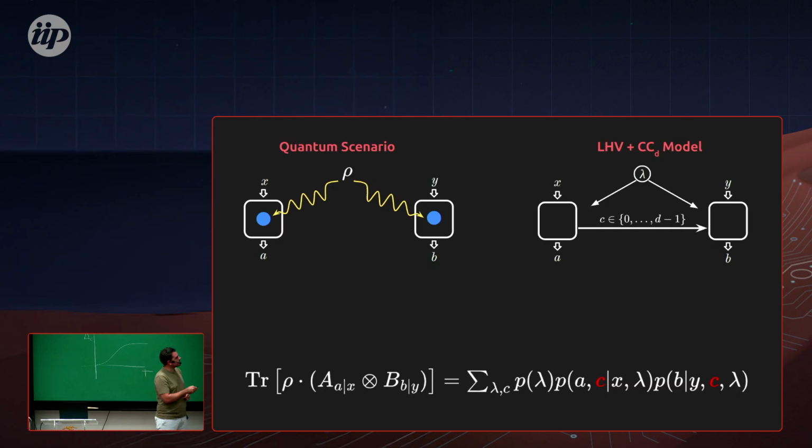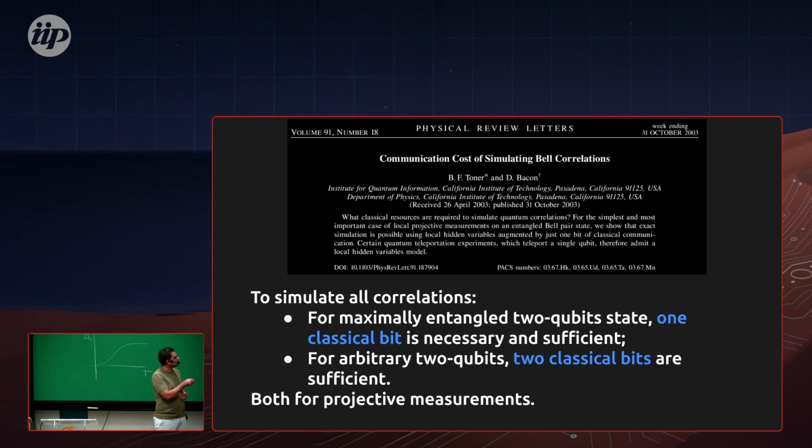So I'm going to consider now a model which is not just the usual LHV model, but I'm relaxing the hypothesis and letting Alice send a classical message to Bob. So under this hypothesis, I need to change my mathematical model, and it's basically adding the C here, which represents the message that Alice is sending to Bob.